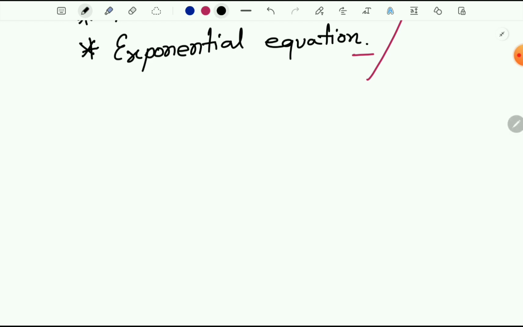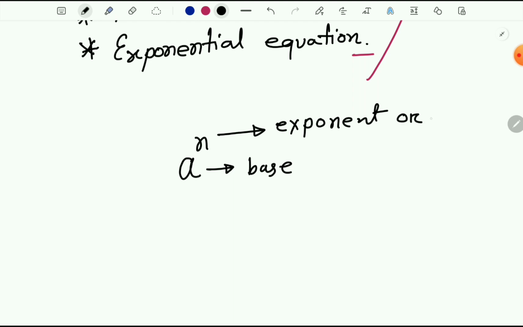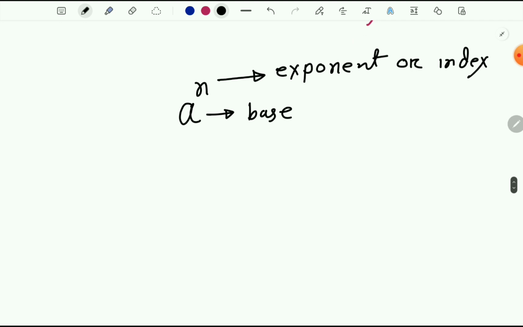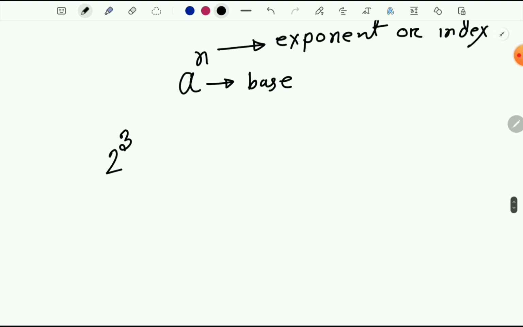We can simply express it as a power n, where a is the base and n is called the exponent or index. So let's have an example. We can write 2 power 3, right? So this is an exponential term. Here 2 is the base and 3 is the index or exponent.